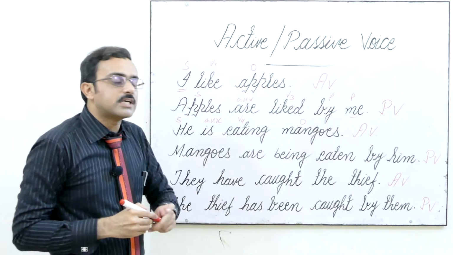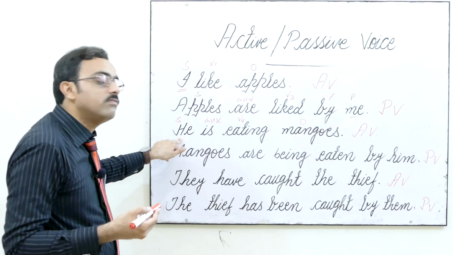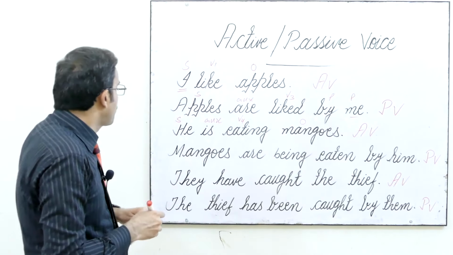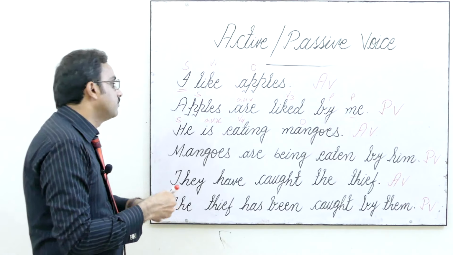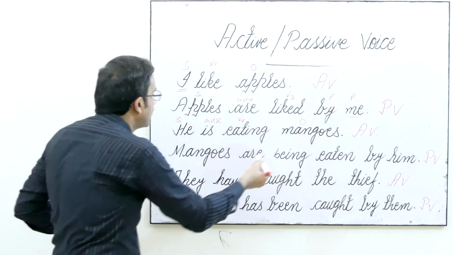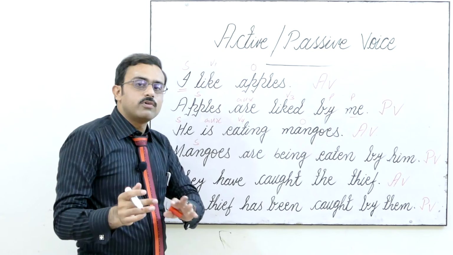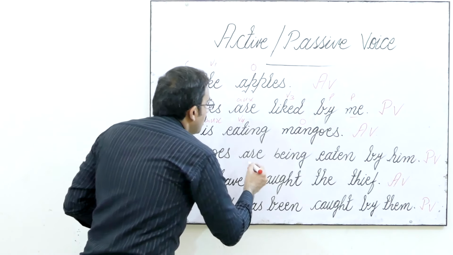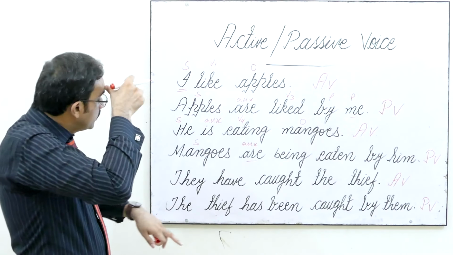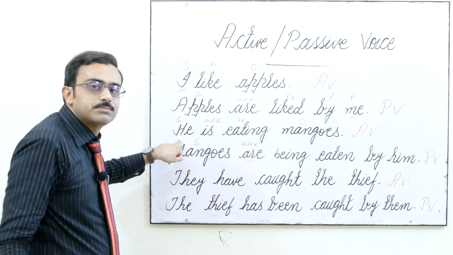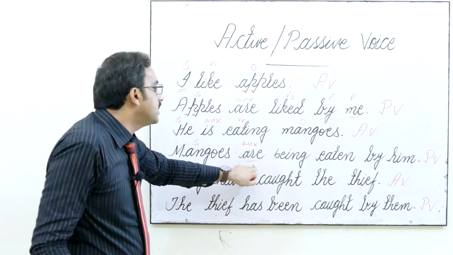So how did you come to know that this one is active voice? Because your subject was in prominence, means the subject was in active form. And then we are changing this same sentence into passive voice. We are doing what? We are taking object mangoes first as subject. Now mangoes is subject. So mangoes are in plural form. So we are using the auxiliary are. In active voice, we were using the auxiliary is because the subject was singular. But here the subject is in plural form. So we are using the auxiliary are.